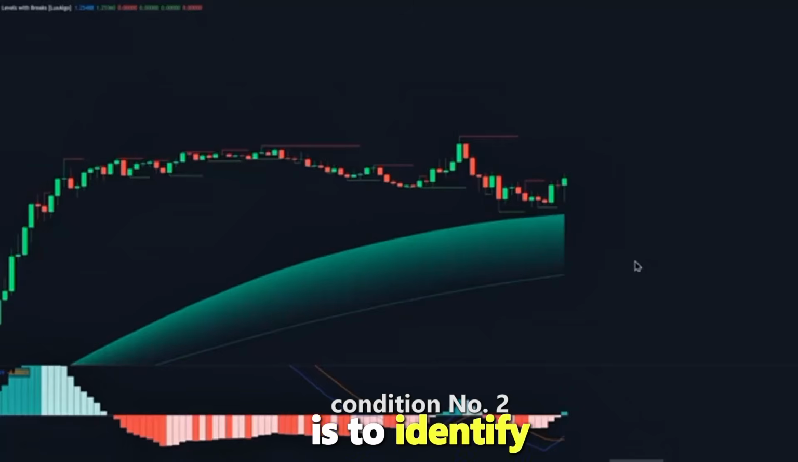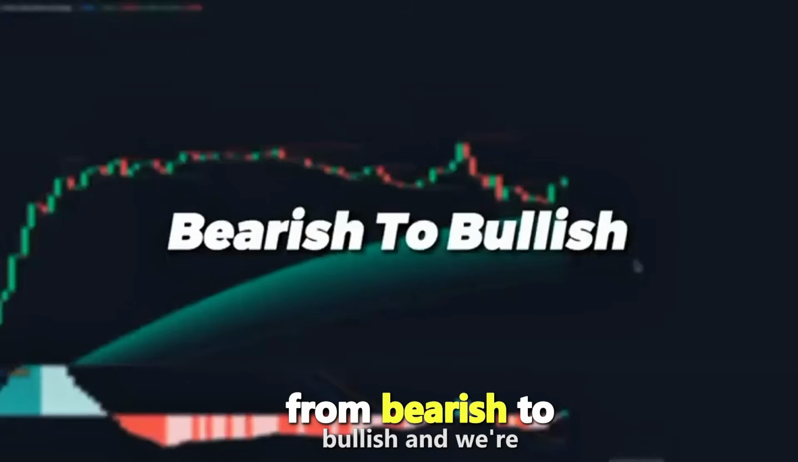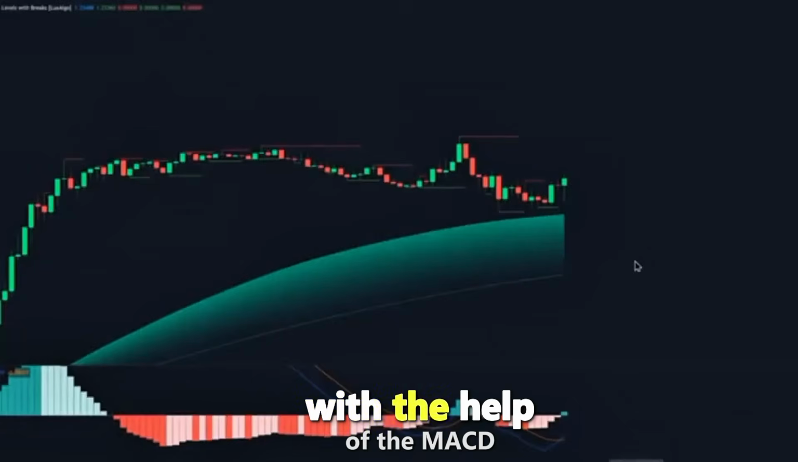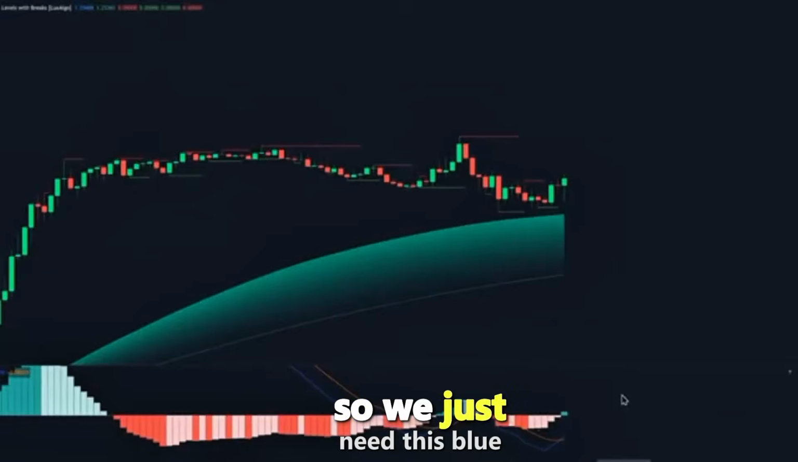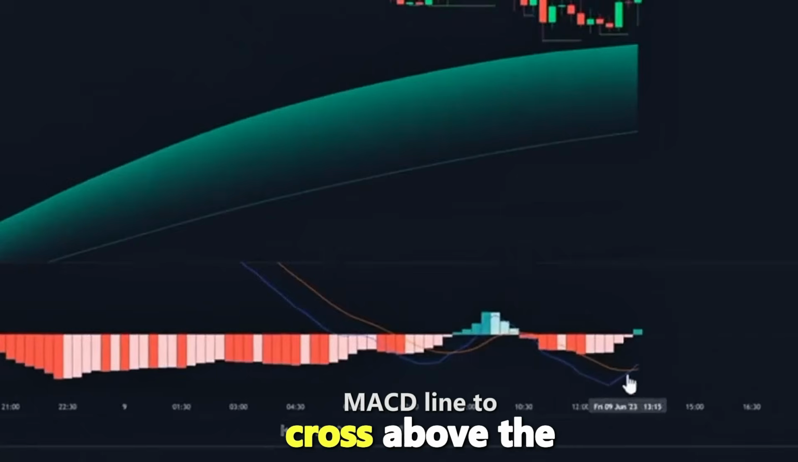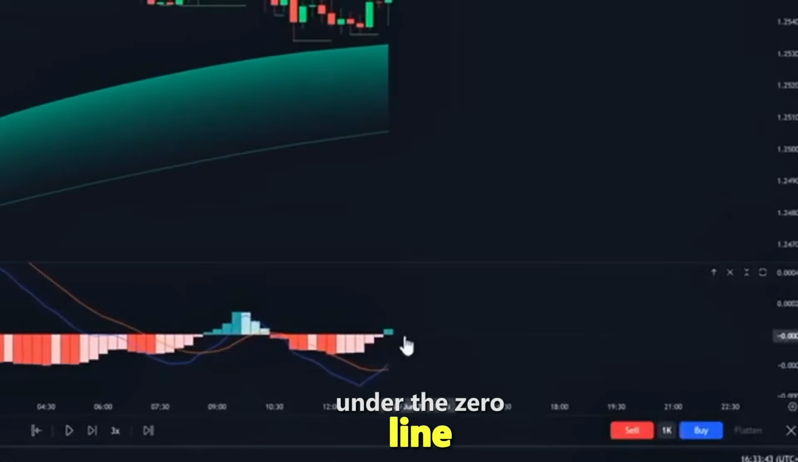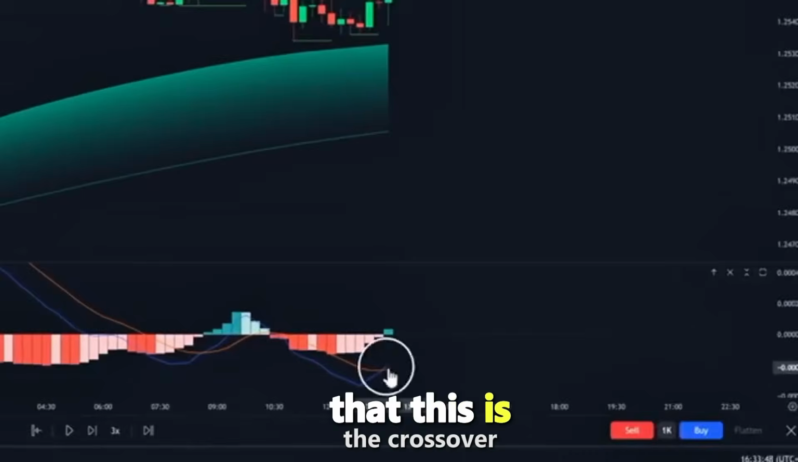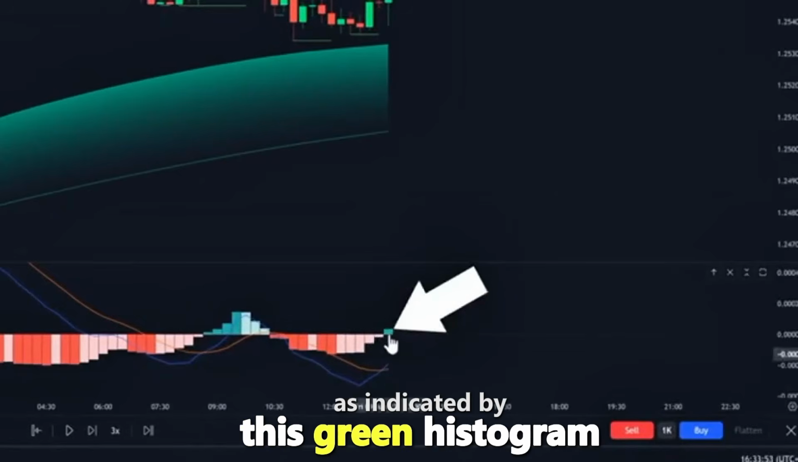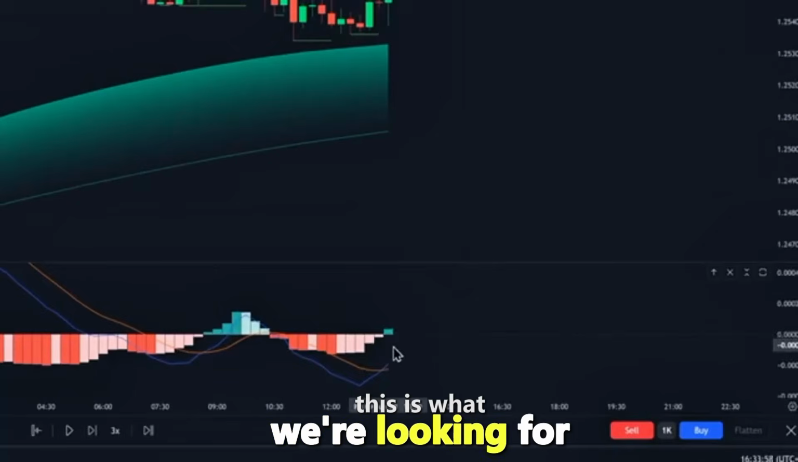Condition number 2 is to identify a momentum shift from bearish to bullish, and we're gonna do that with the help of the MACD indicator. So we just need this blue MACD line to cross above the signal line, and that crossover needs to happen under the 0 line. So right here, you can see that this is the crossover as indicated by this green histogram bar. This is what we're looking for.